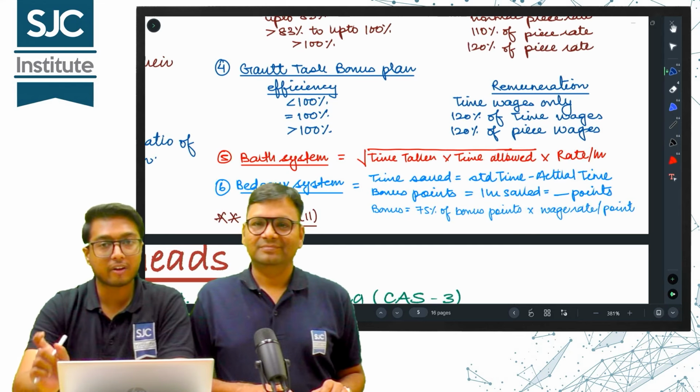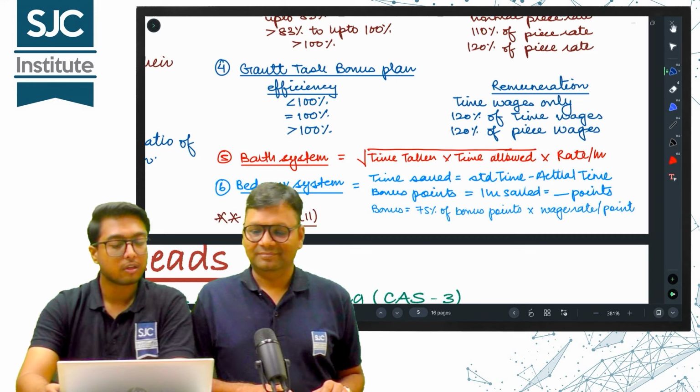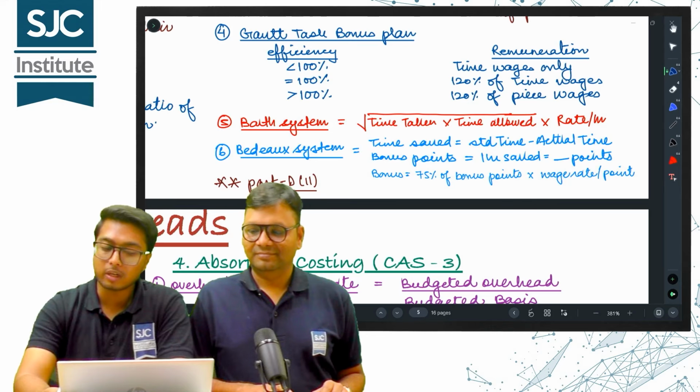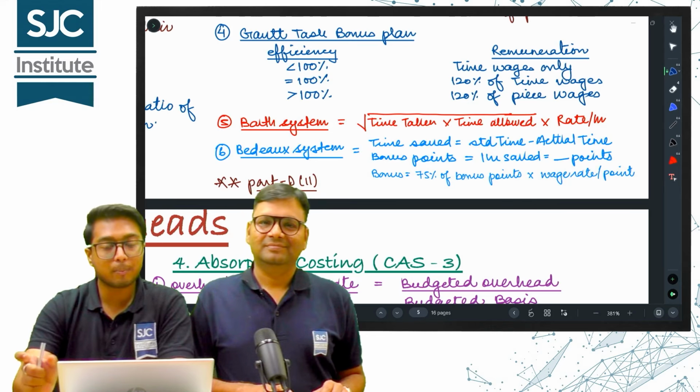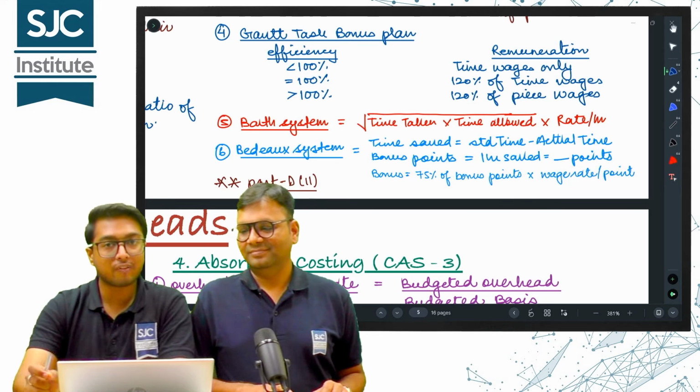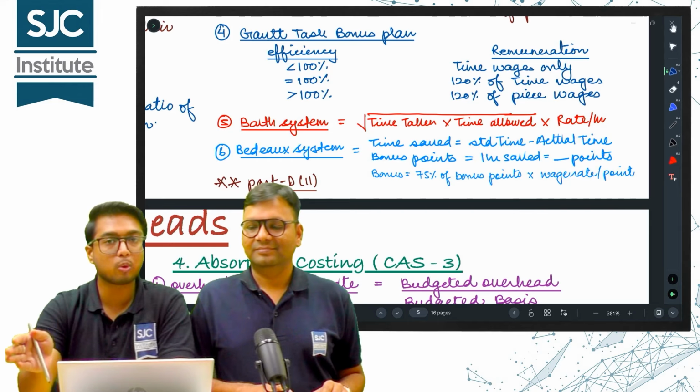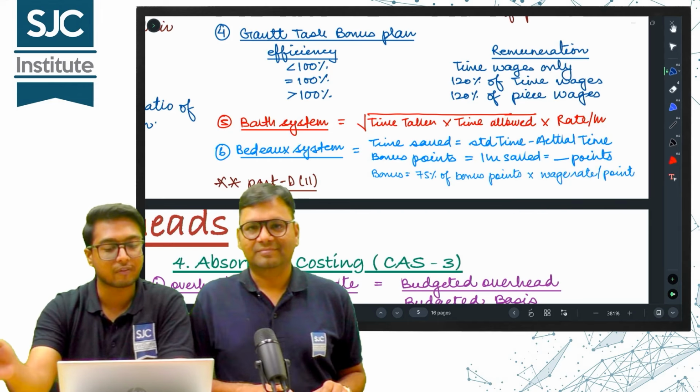Now, Bath system, that is root under times taken into time allowed into rate per hour. You need to keep in mind that rate per hour is out of the square root. Now, Bedok system: time saved is equal to standard time minus actual time. And now we get the bonus points. That means every hour saved is equal to dash bonus points. That will be specified in the question. If not specified, you assume 1 bonus point is equal to 1 hour saved.